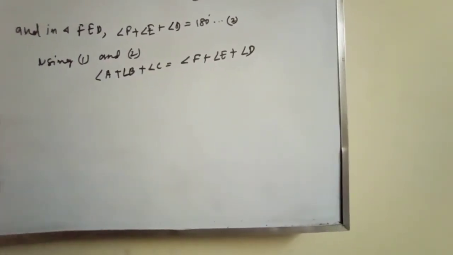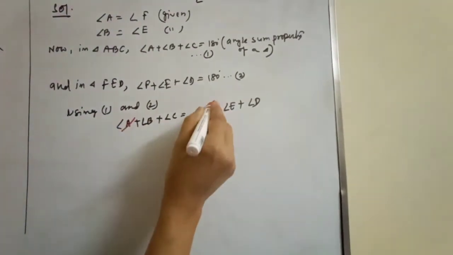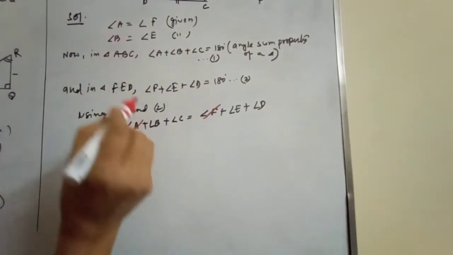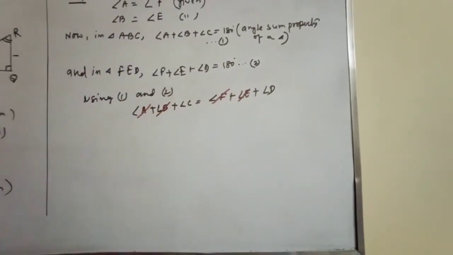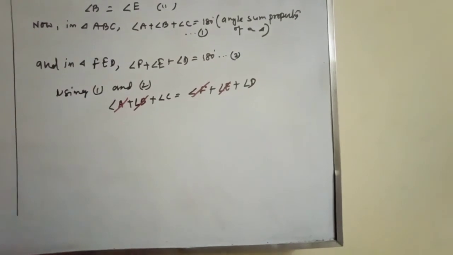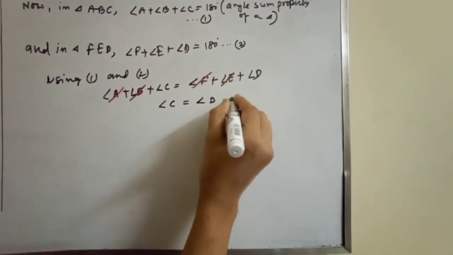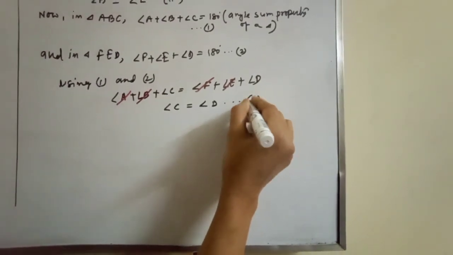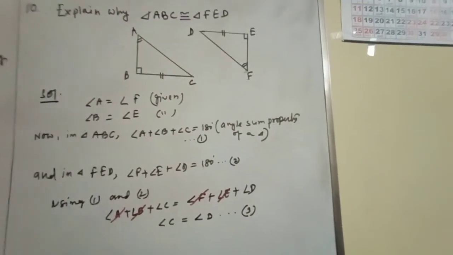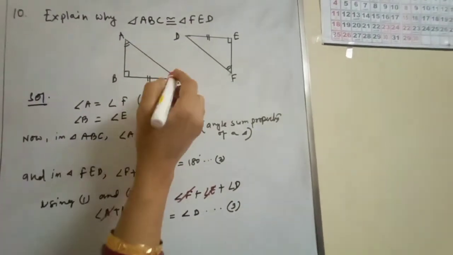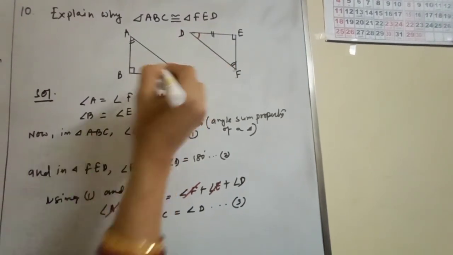Now you can write that angle A is equal to angle F, it is given, and angle B also equal to angle E, both are 90 degrees. So what is left now? Therefore we can see that angle C is equal to angle D. This is our equation 3. Now we have proved that angle C is equal to angle D.